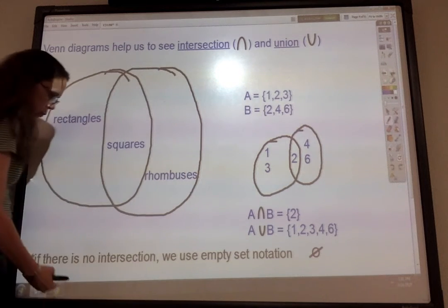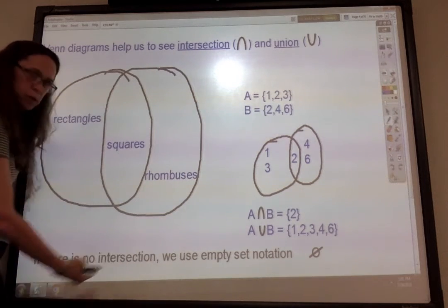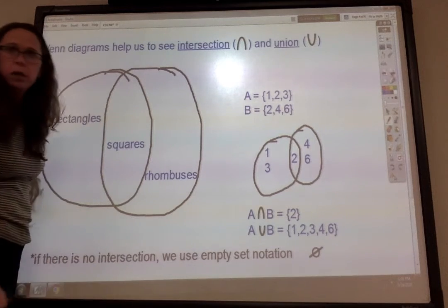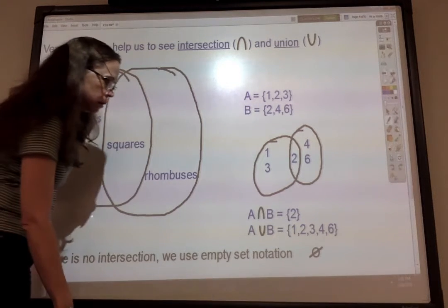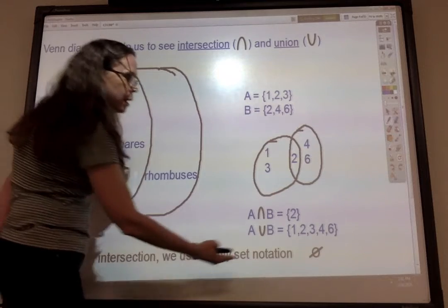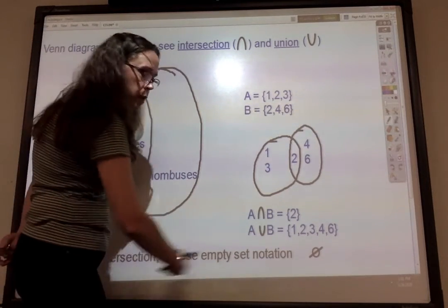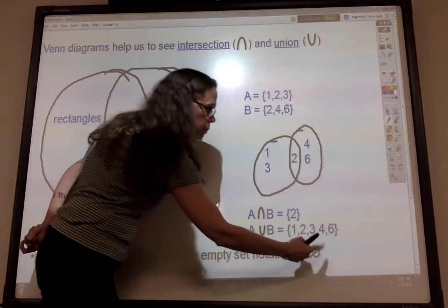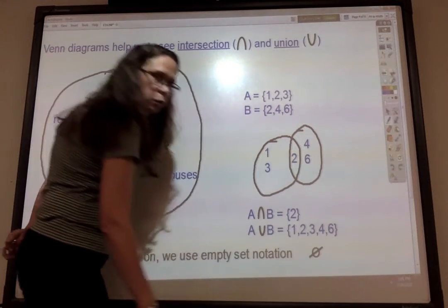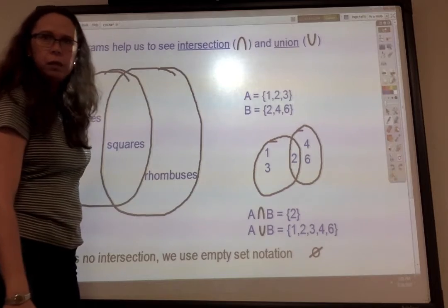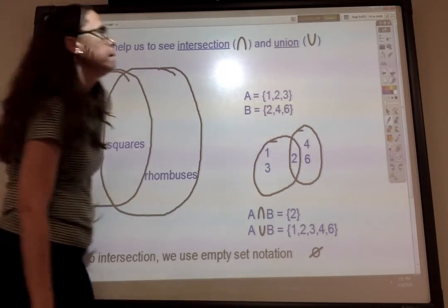Now, if I were to ask for the intersection of two sets, and there is no intersection, if they don't have anything in common, we would use empty set notation. So if there is no intersection, then we would draw a circle with a line through it to say empty set.